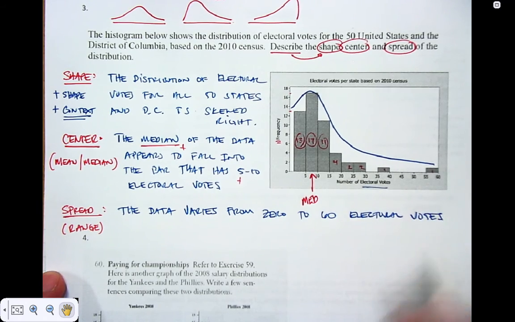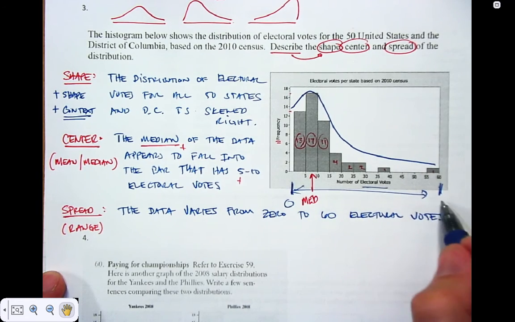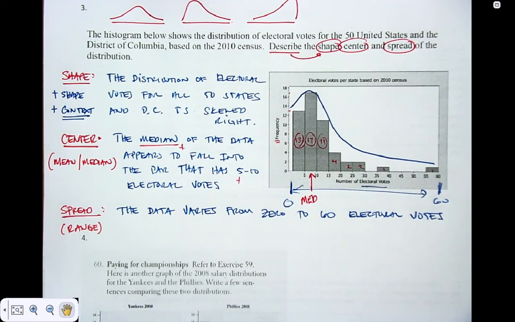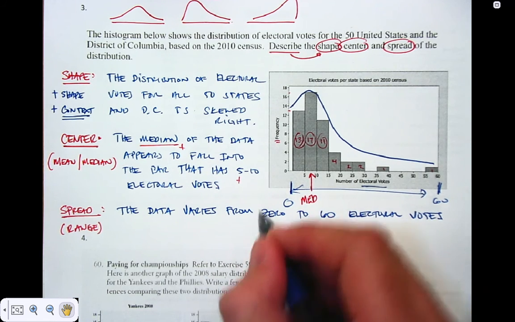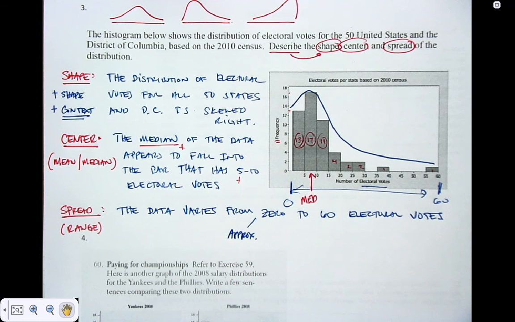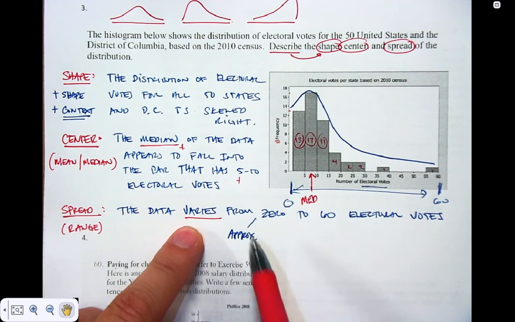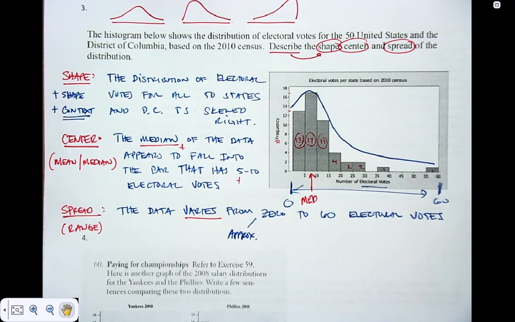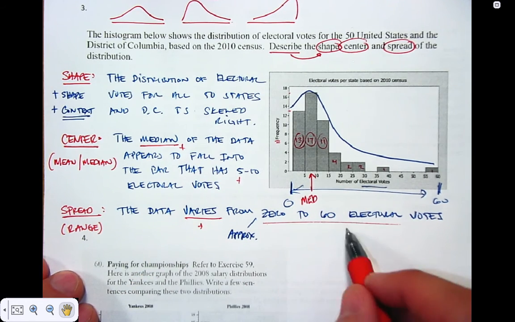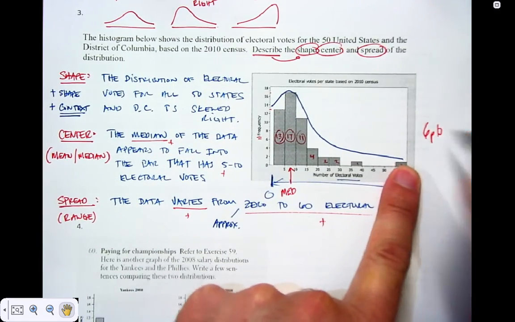So all you're doing is identifying where the data is located on a number line. Somewhere around 0 with a max of 60. And maybe it doesn't max out at 60, but it's approximate. Varies from approximately, you could add that, that would be even better. Approximately 0 to 60 electoral votes. You're going to get a point for the word varies, or if you use the word range, the data ranges from approximately 0 to 60, something like that. You get a point for the word and then a point for your approximation. So this question on the quiz will be worth 6 points.